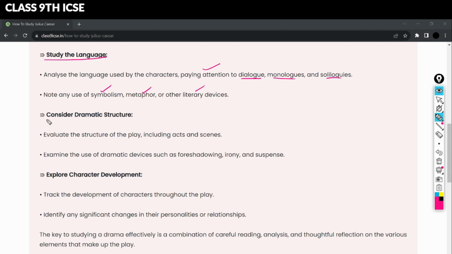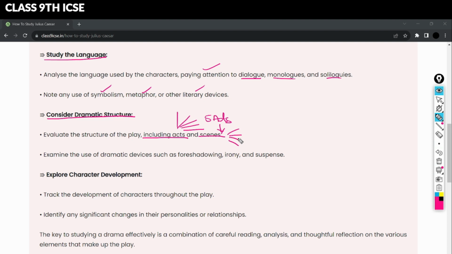Then we need to consider the dramatic structure of the play, right? Including all the acts and scenes. Here, talking about Julius Caesar, it's divided majorly into 5 acts. Now, these 5 acts are further subdivided into scenes. Just like watching a web series. You have seen one, haven't you? I'm sure all of you must have seen. So how does it go? You start with an episode which is linked to the other, happening at different places, at different scenes. The same thing happens with these.